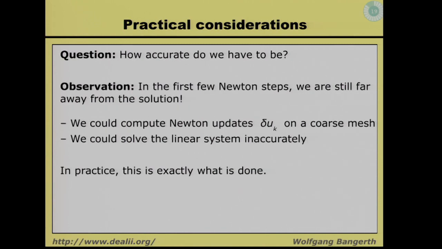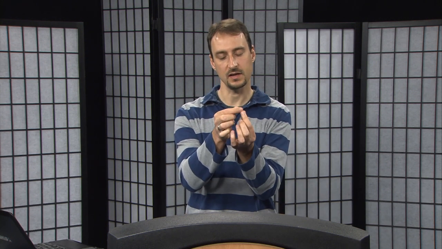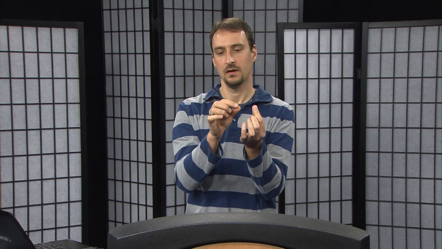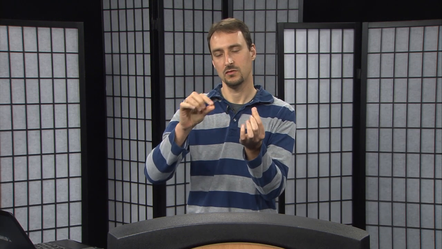So another practical consideration is how accurate do we actually have to solve each one of these Newton steps? And the answer is, well, that's actually a really good question. If you think about it, when you try to find an x here that, let's say, minimizes an energy, and let's say your x1 is over here, and the x2 is over here, and the x3 is over here, and it does converge to the correct solution.